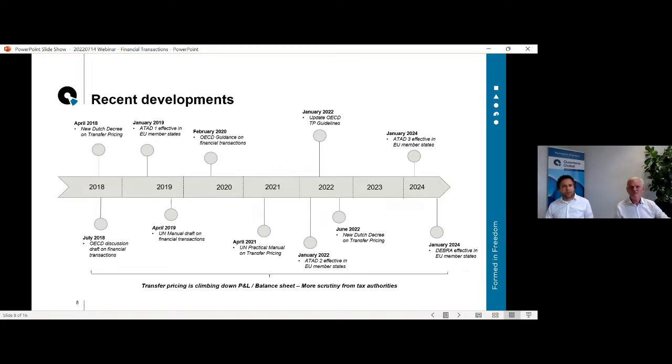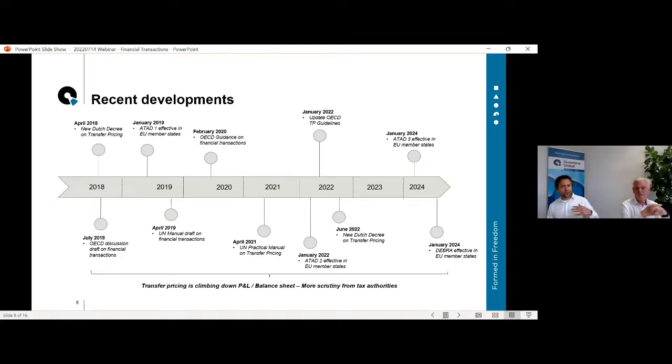We've just discussed some developments. In this slide, we've also included some formal developments. As you can see, I think it really kicked off in 2018. In July 2018, the discussion draft on financial transactions was published by the OECD, formalized in 2020, and also included in the OECD Guidance in Chapter 10 in 2022. But as of 2018, that was the first time there was some guidance on financial transactions.